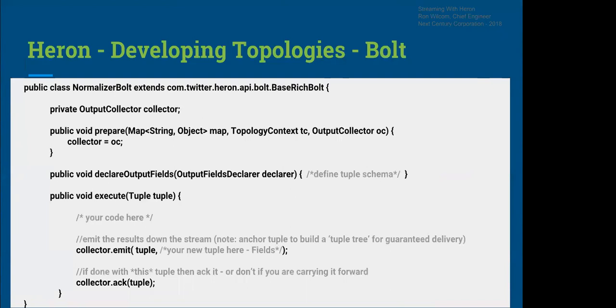So the main call here is execute. You'll get an execute call, and it'll pass you a tuple. Inside of that, you may do all kinds of processing of that tuple. You may write out to Redis. You might write to a database, whatever you want to do. But at the end of the execute, if you want the data to carry forward to the next bolt, you'll have to do a collector emit, and you'll pass that tuple along. If you do a collector ack, then you're acknowledging to the previous bolt that you have finished processing that tuple.